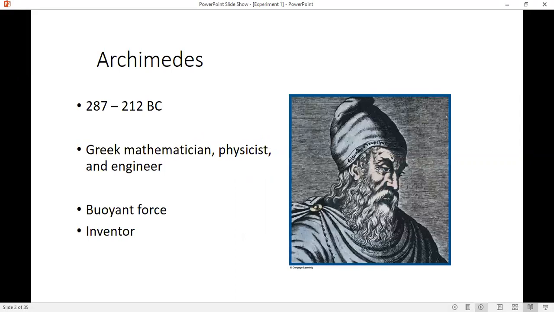So Archimedes was a Greek mathematician, physicist, and engineer. Not much is known about him. There aren't a lot of direct writings about him, but he lived sometime in the 3rd century BC. And he's thought to be responsible for the concept of a buoyant force, that is the force that a fluid will exert on an object, causing it to float, or at least opposing the force of its weight.